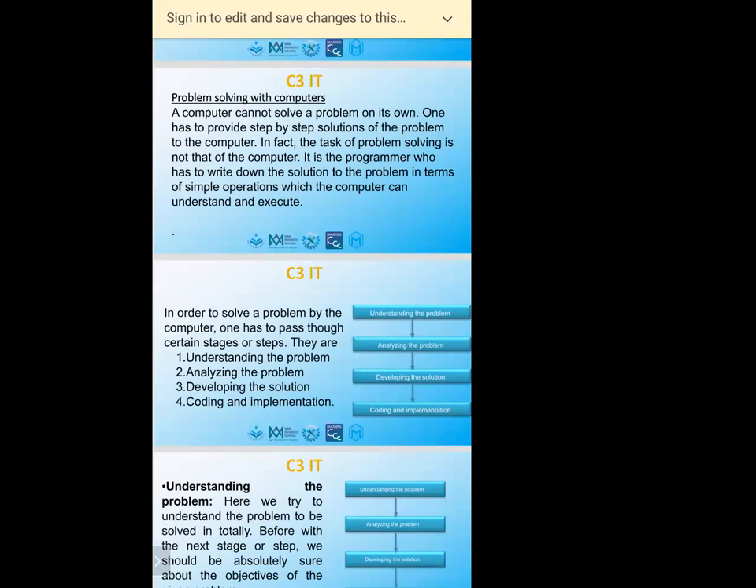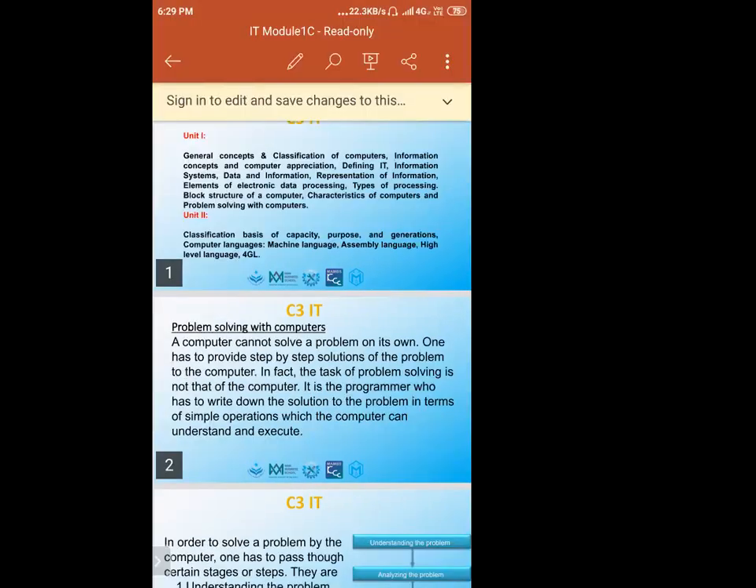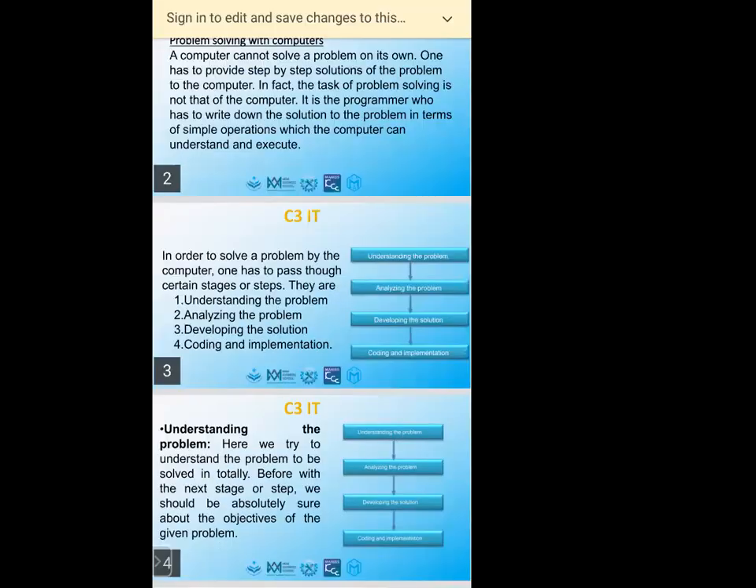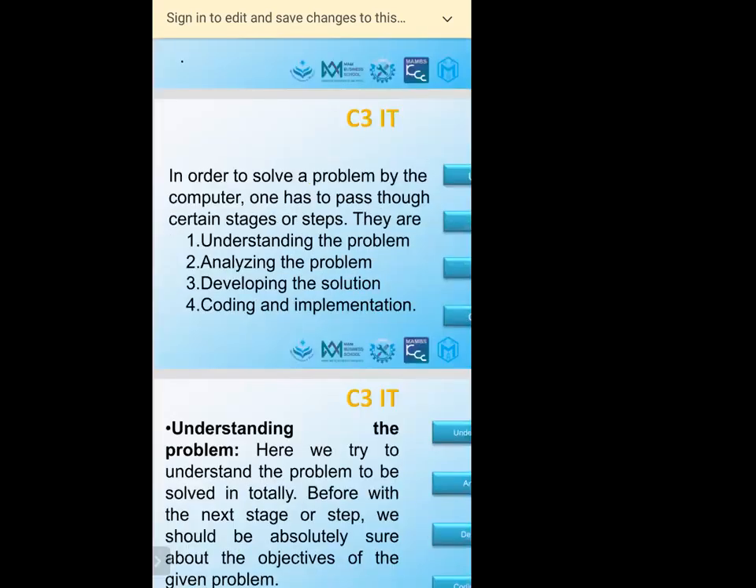Likewise, the problem solving, how do we solve? Okay. So then how do we solve the problem? There are 4 steps. What are the steps we have? Understanding the problem, then analyzing the problem, developing the solution, then coding and implementation.